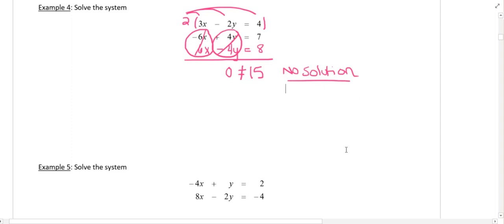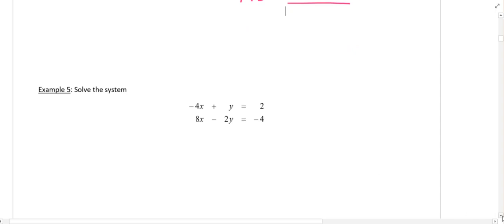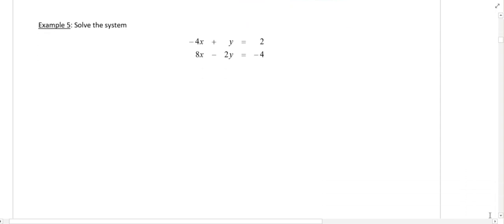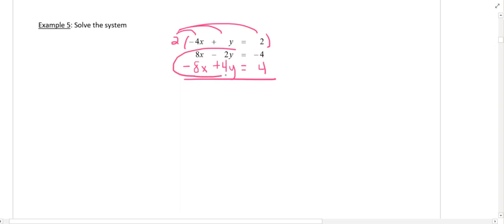Okay, let's take a look at example 5. We want to eliminate, let's see, we can eliminate the y's. I will multiply the first equation by 2. This is going to give me a negative 8x plus 4y equals 4. And then in this case, everything cancels on the left. 8 minus 8 is 0. Oh, that should be a 2 there. Sorry about that.